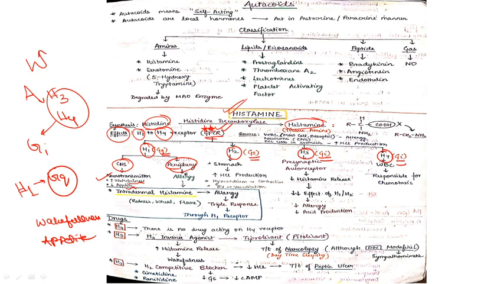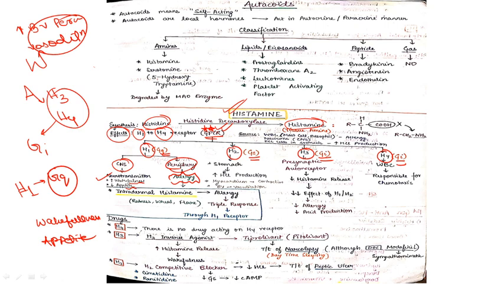Now when these receptors are present in the periphery, they mediate allergic reactions, such as increasing blood vessel permeability and causing vasodilation. This type of effect is mediated in the periphery.